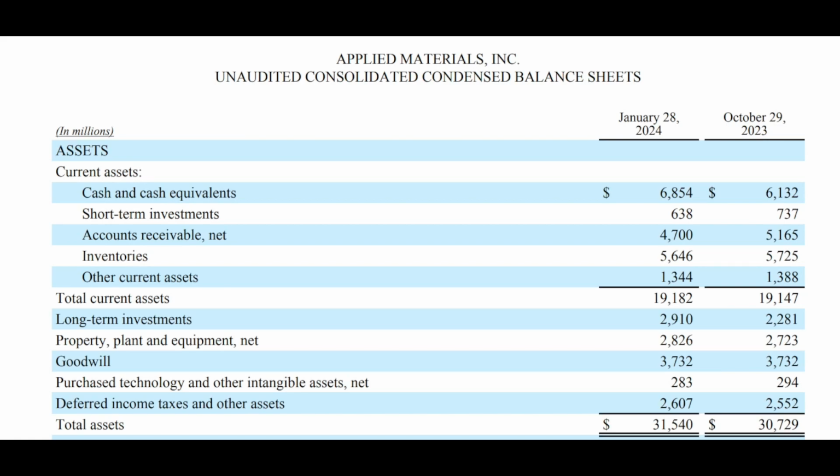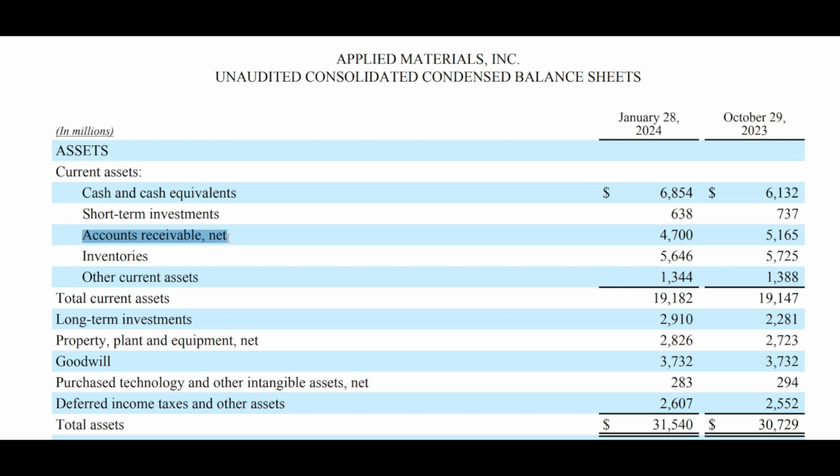So let's take a look at a balance sheet. This is Applied Materials. Notice the order of each of these line items. Every business will list cash first. This is followed typically by short-term investments. Sometimes you'll see these lumped together. Next, we have accounts receivable. In this case, net. Net means it is net of allowance for doubtful accounts.